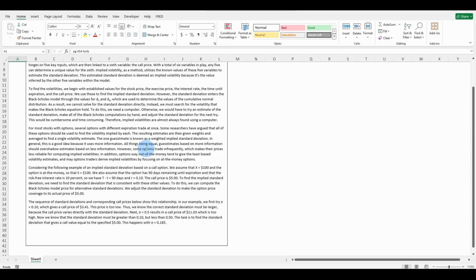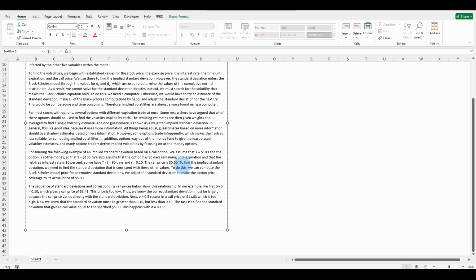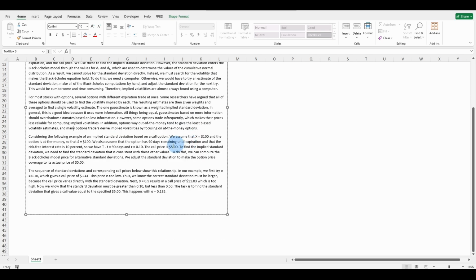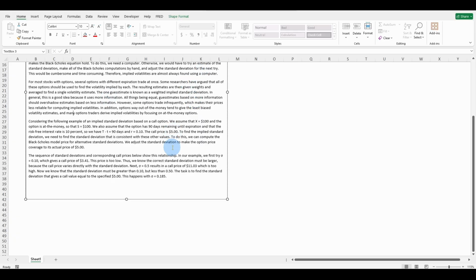However, some options trade infrequently, which makes their prices less reliable for computing implied volatilities. In addition, options near the money tend to give the least biased volatility estimates, and many option traders derive implied volatilities by focusing on at-the-money options. So everyone has a different way to compute the implied volatility. One may work better than the others.